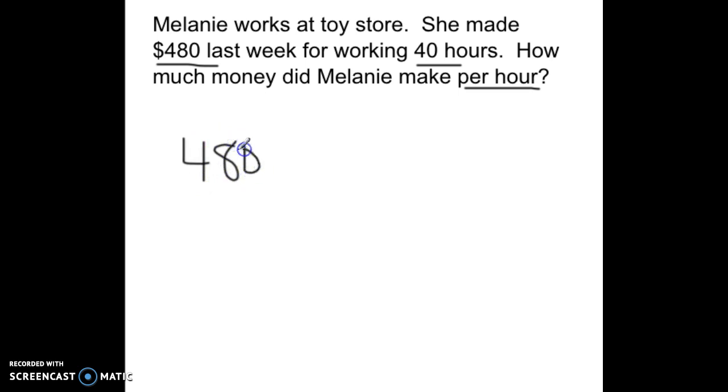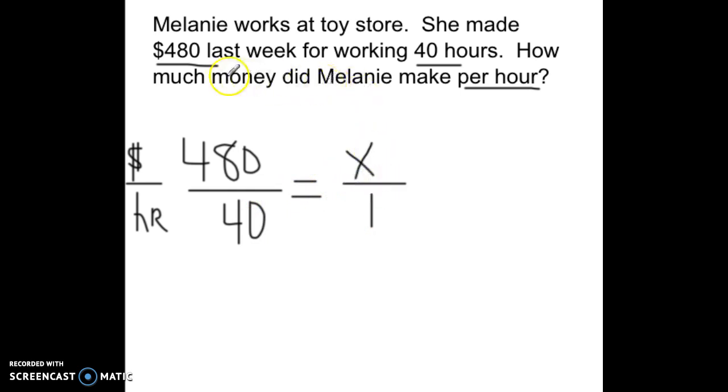Yes, it is. So we're going to have money divided by hours, or money compared to hours. So it's 480 over 40 equals, we don't know how much she makes for 1 hour. So how much money is our X? So we'll do our cross products. We'll get 40 X equals 480.